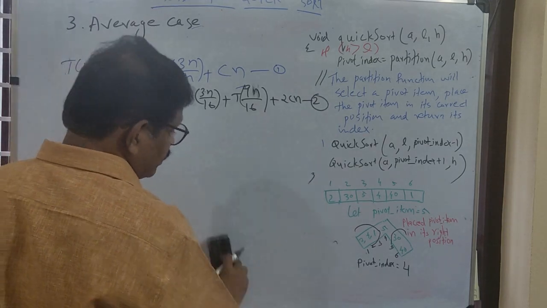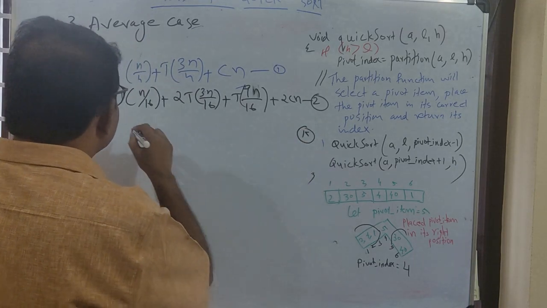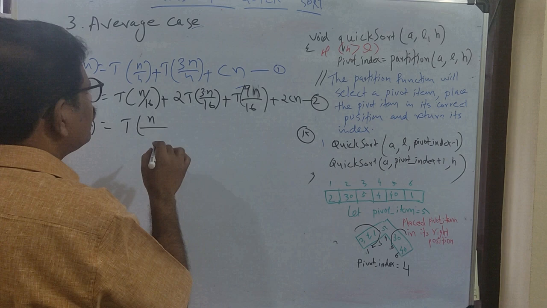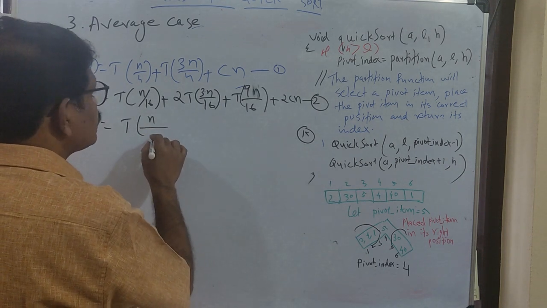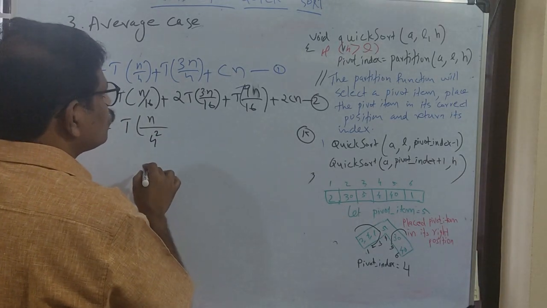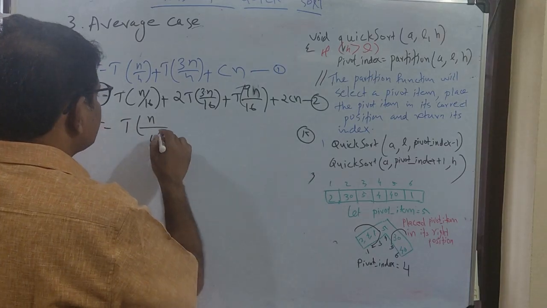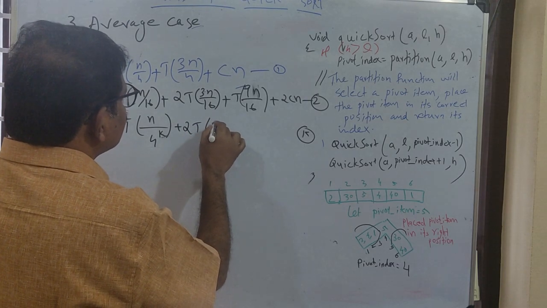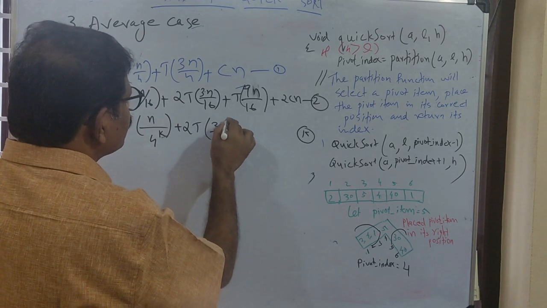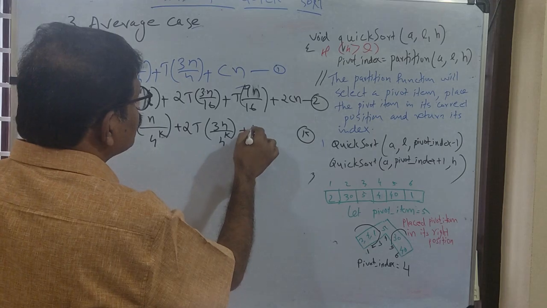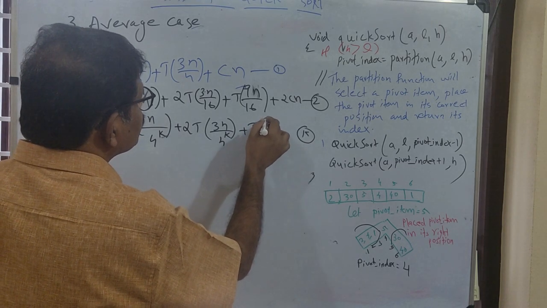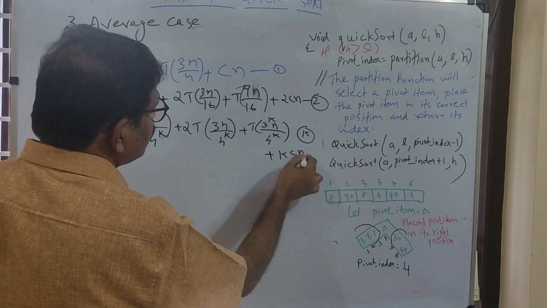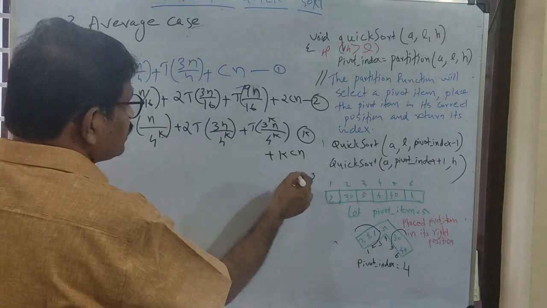What will be our kth equation? In general, our kth equation will be T(n) equal to T(n/4^k), where for equation number 2 it is 16, so it is 4 raised to 2, plus 2T(3n/4^k) plus T(3^k n/4^k) plus kCn.